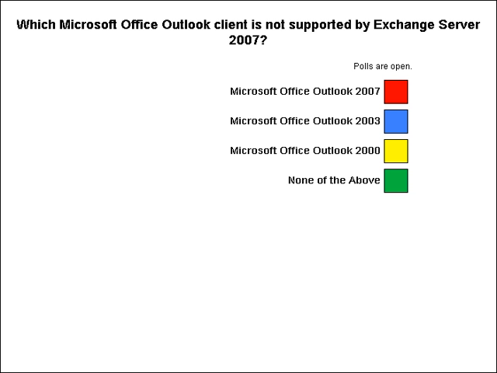And then the last question. From an official perspective, which Outlook client is not supported for Exchange Server 2007, even though technically it will connect? But from an official perspective, which one is not supported with Exchange 2007? And it looks like most of you are getting that correct. It is indeed Outlook 2000.